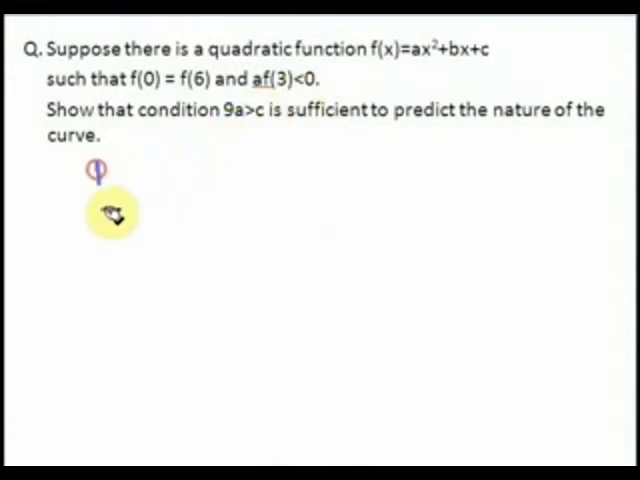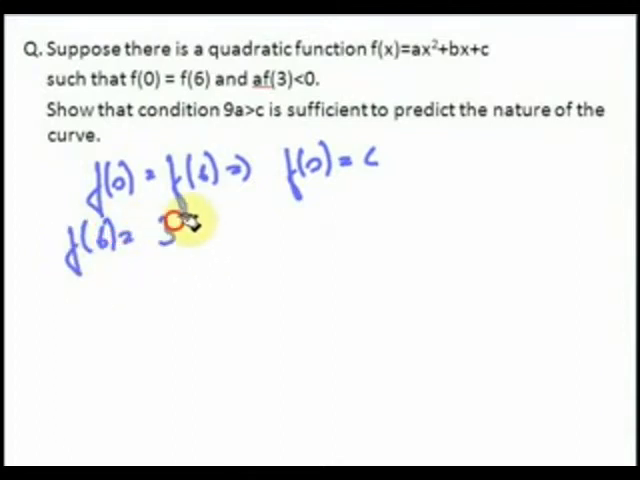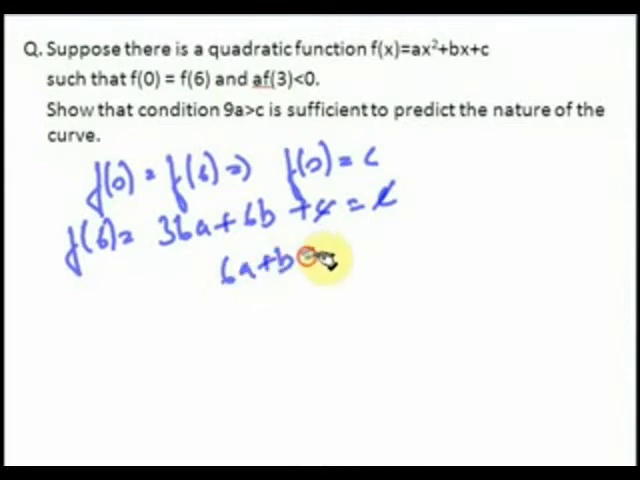Suppose there is a quadratic function f of x is equal to ax square plus bx plus c, such that f of 0 is equal to f of 6 and a times f of 3 is less than 0. Given that f of 0 is equal to f of 6, f of 0 is c and f of 6 is 36a plus 6b plus c. F of 6 is equal to f of 0, that is equal to c. That means 6a plus b is equal to 0.